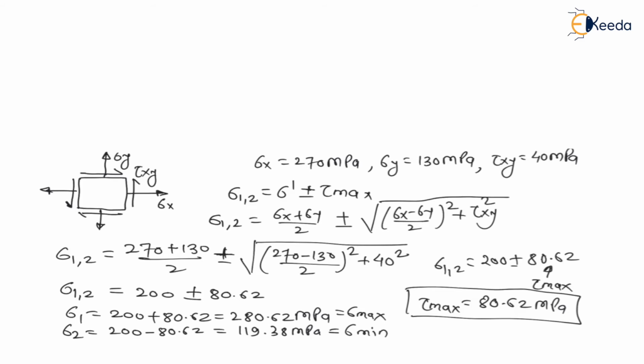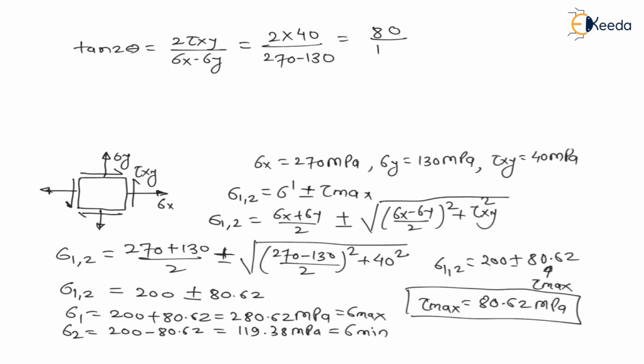Now we know that while finding plane, we have formula tan 2 theta is equal to 2 tau xy divided by sigma x minus sigma y. Now put in this formula. Therefore 2 tau xy is 40 divided by sigma x is 270 minus sigma y is 130. Now therefore it is equal to 80 divided by 140. Now therefore 2 theta is equal to tan inverse of 80 divided by 140. Therefore from this you can calculate theta. Therefore theta is equal to, you will get 14.87.